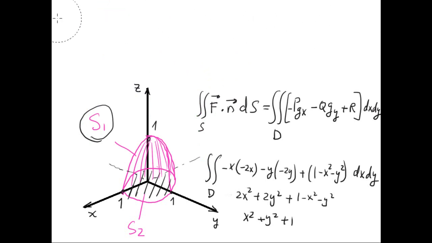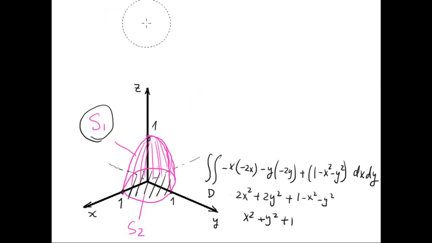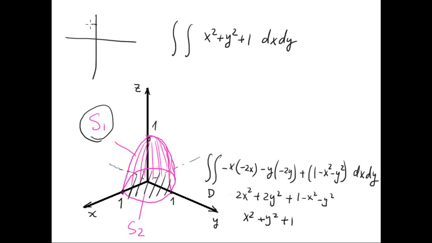Okay, let me continue here. The double integral of the integrand function x squared plus y squared plus 1, dx dy or dy dx, doesn't matter, dA. But the domain D is a unit circle. This is the domain. It's much better doing polar. It's obvious that it's much better. This is D. Let's compute this in polar.